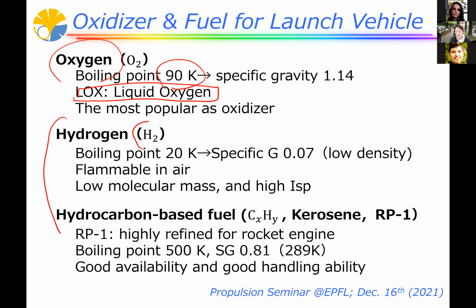The hydrogen's remarkable feature is its molecular mass, very lightweight, and it results in very high specific impulse, high exhaust velocity. So in the point of performance, it's very nice. However, to compress this into a small space, we need a very, very low temperature, like 20 Kelvin. And it's much lower than this 90 Kelvin. And it's very difficult.